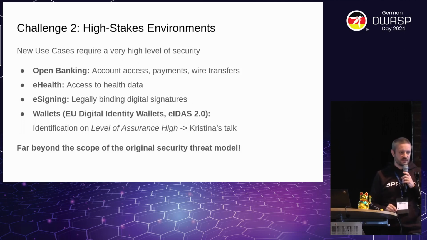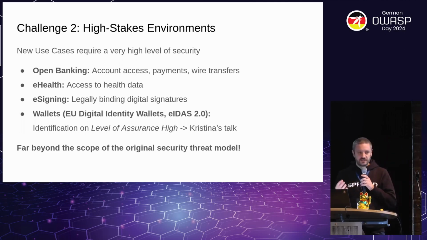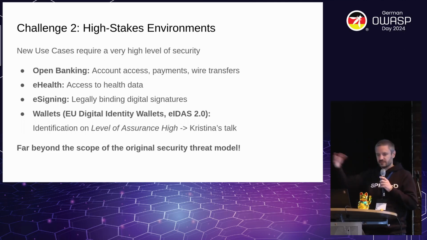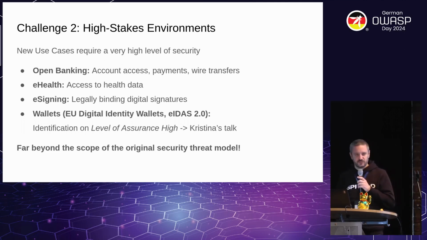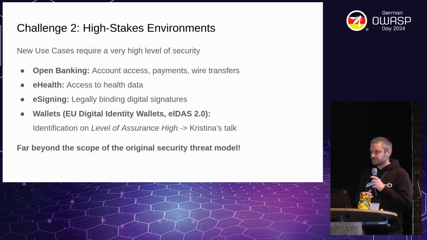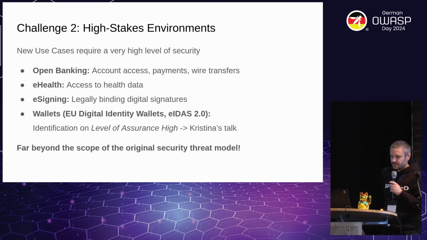But also, since OAuth was first designed, the environment has changed. It's now being used for high-stakes applications like open banking, where you can access your account data and even do wire transfer payments. E-health, so super sensitive health data is now suddenly accessible via OAuth. So maybe we need a second layer of defense because we don't want to have our tokens floating around in attackers' databases.